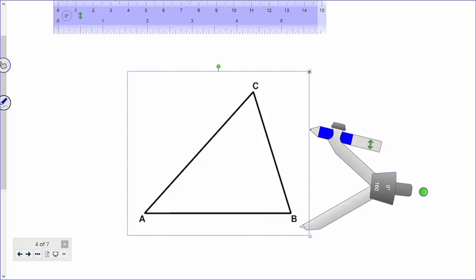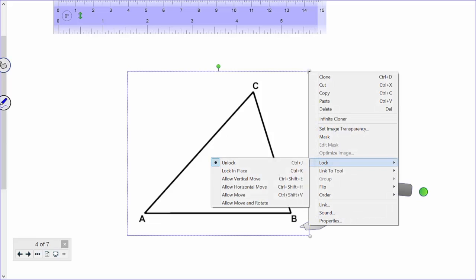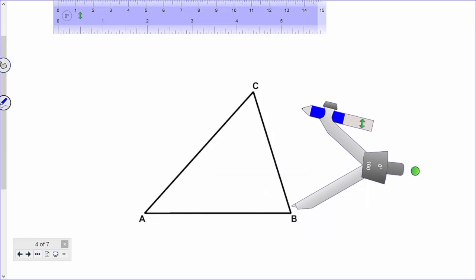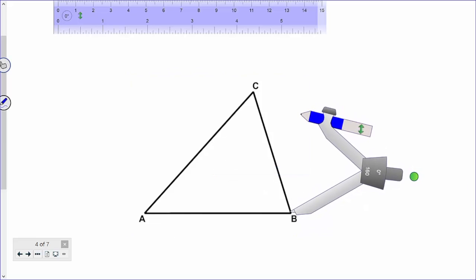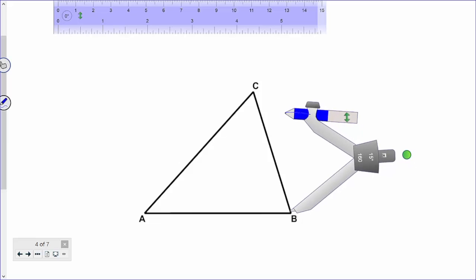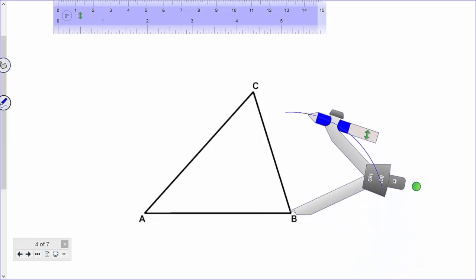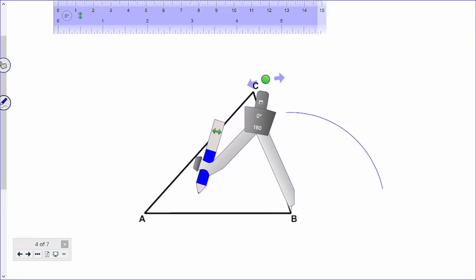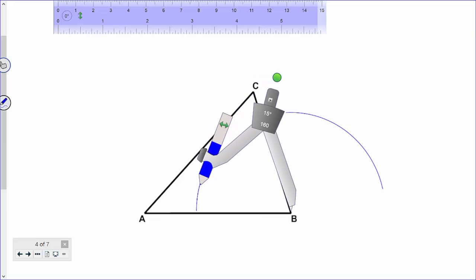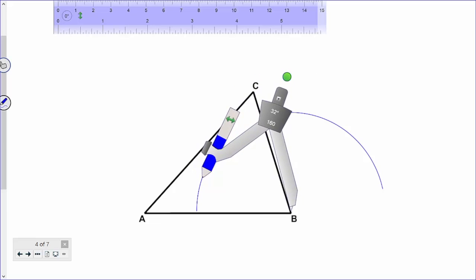Let me lock this thing down. That's going to help quite a bit. Lock in place. One more time. We've already got the compass at a good radius. There we go. Thank you, compass, for working. Maybe if I thank it more, it'll work for me better.